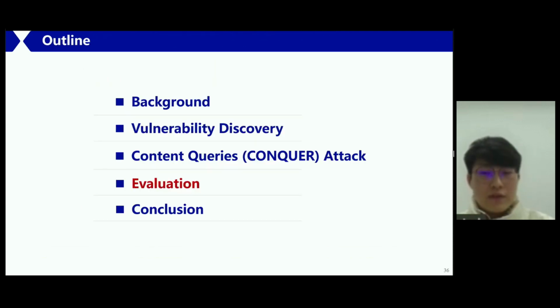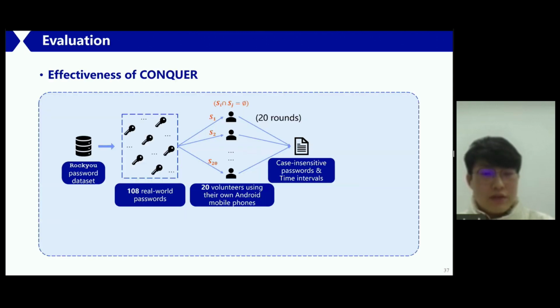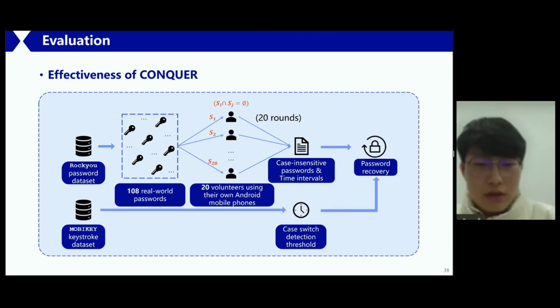To evaluate the effectiveness and the impact of Conquer, we conduct real-world experiments. In the first experiment, we instruct volunteers to install the provided malware and a victim app on their Android phones and enter the provided real-world passwords into the victim app. The case-insensitive password strings and input time intervals are recorded by the malware. However, we still need a threshold to recover these passwords. Therefore, we derive the switch detection threshold from the MobiKey keystroke dataset. With this threshold, we can recover the original passwords using the collected data.